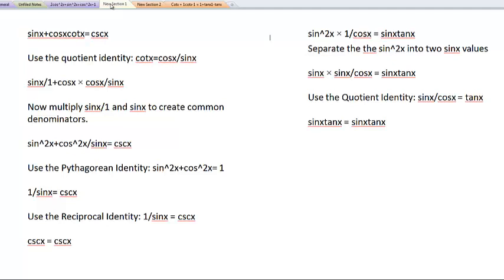The next problem is sine squared x times 1 over cosine x equals sine x times tangent x. You want to separate the sine squared x into 2 sine x values. So it becomes sine x times sine x over cosine x equals sine x times tangent x. Using the quotient identity of sine x over cosine x equals tangent x, you solve the problem and it turns into sine x tangent x equals sine x tangent x.